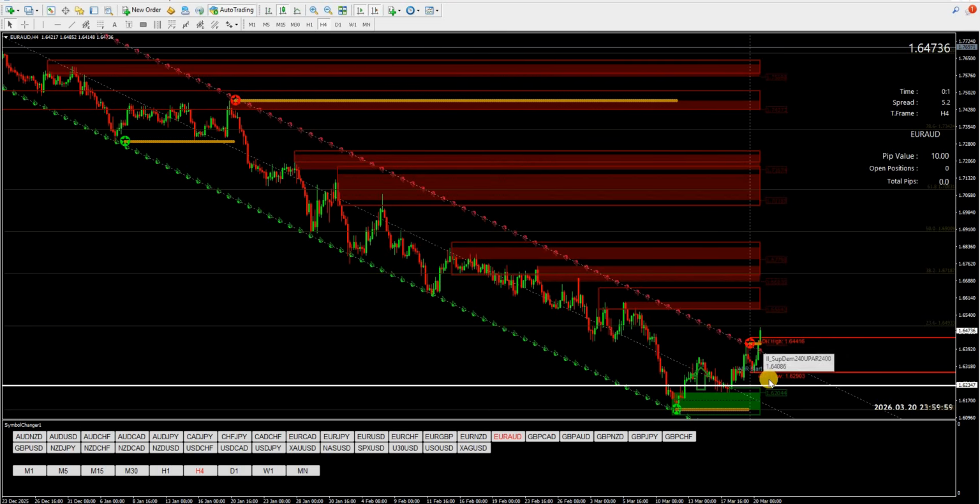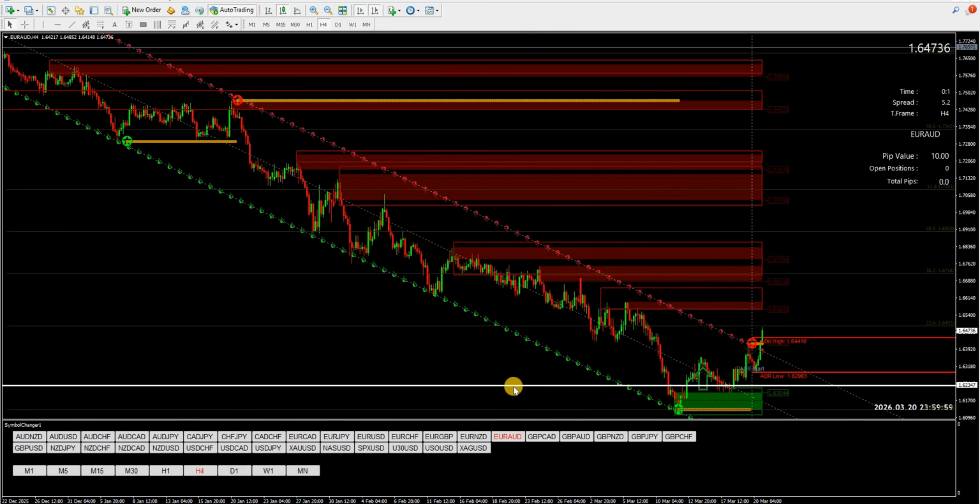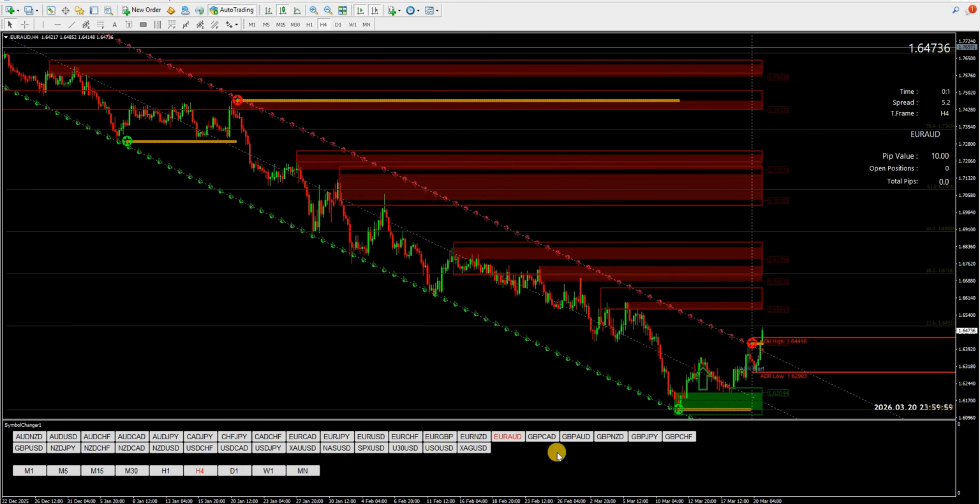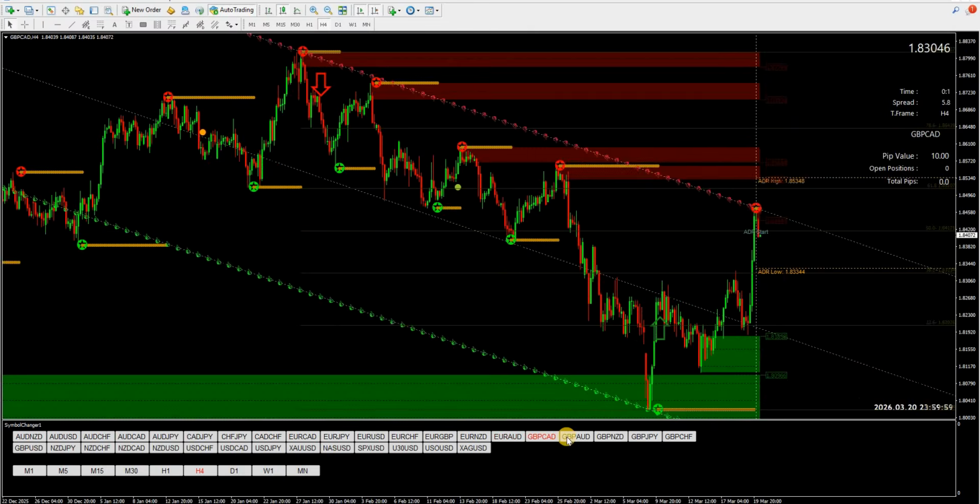So I would love to see a pullback happen on this one first, Euro, Australian dollar. If we get a nice pullback, that would be a lovely one to go long. So that one would be on my personal radar for the week. I like that one the best so far.